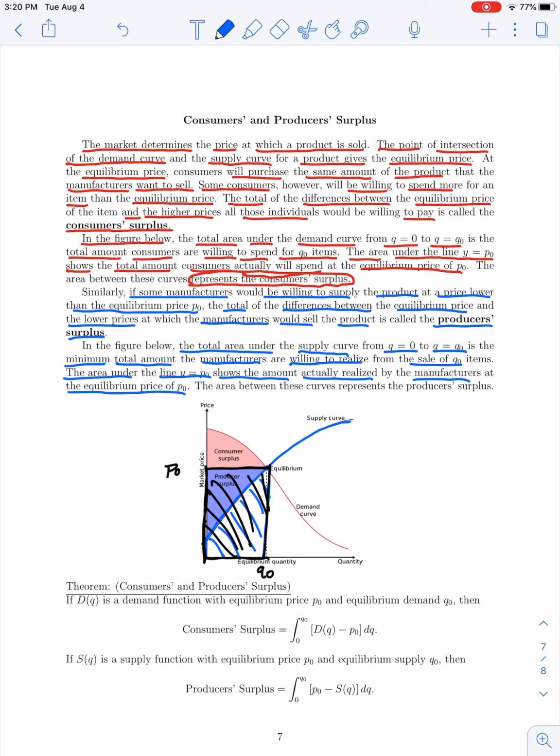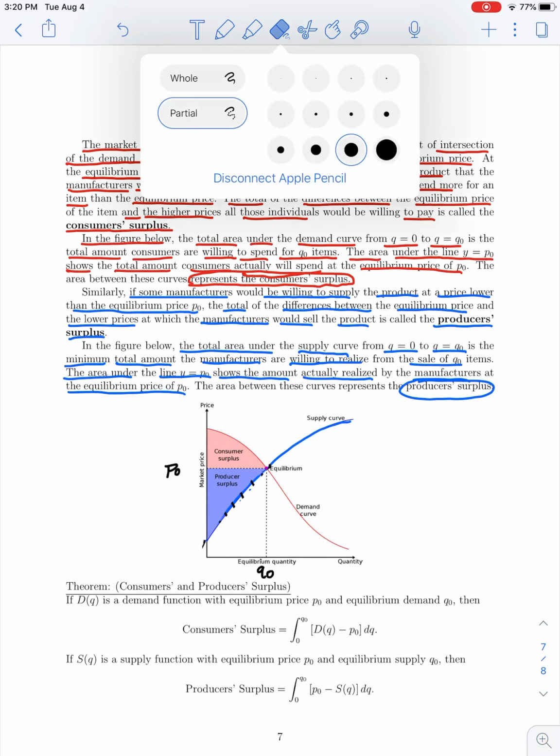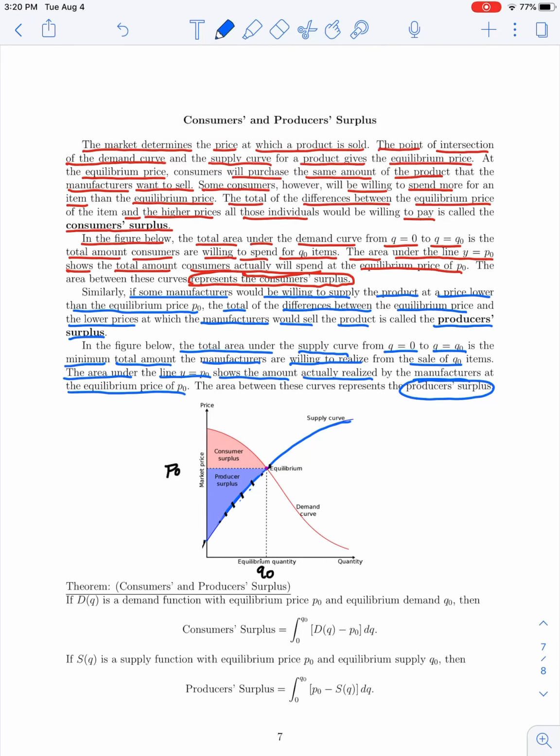So the area between those two curves represents the producer's surplus. So if I take the difference of those two values, those two areas, I'm left with this region shown in blue. The area of that region is producer's surplus. So let's think about how we find those areas.